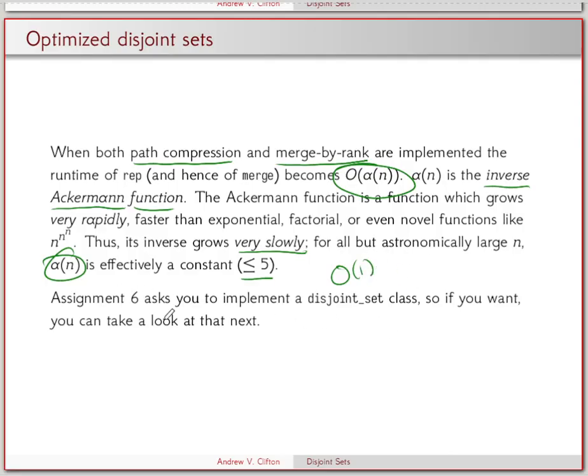So assignment 6 is going to ask you to implement a disjoint set class. I've shown you some bits and pieces of it in this one, but if you want the full explanation of it, you can take a look at assignment 6 or the video for it.